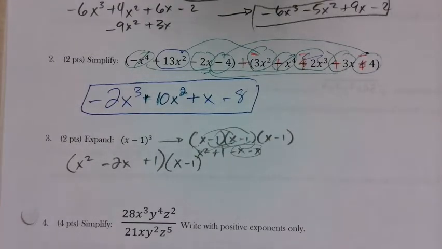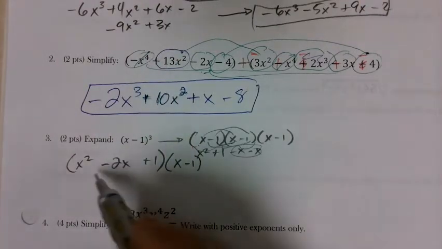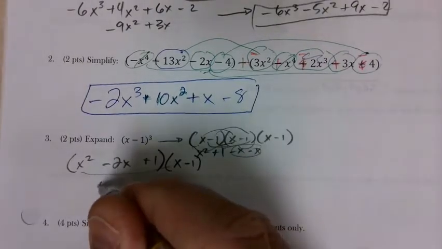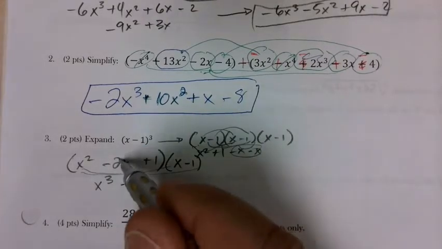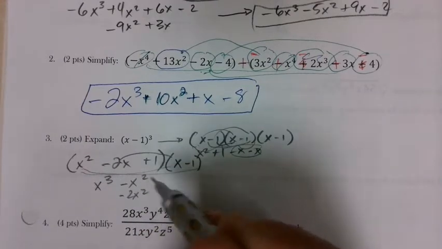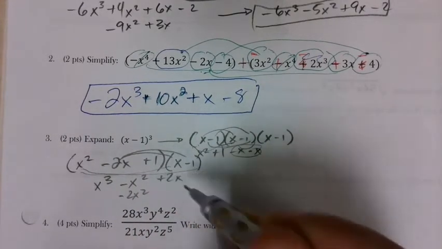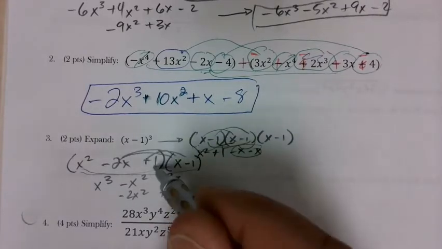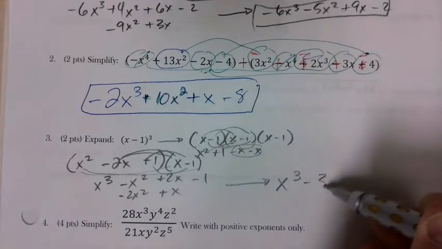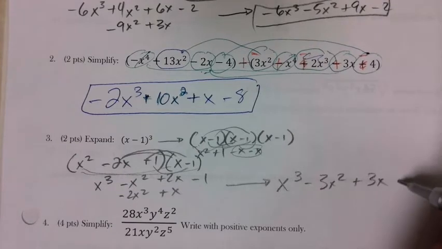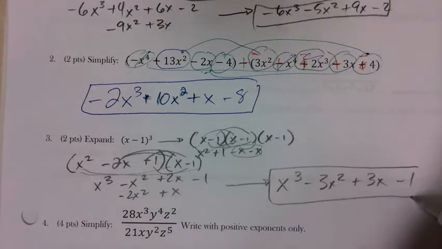Okay? So this is something I kind of tucked up in the corner because I knew I was going to be combining some like terms there. And I wanted to have lots of room to look at this because this is much like that first problem I did up there. So x squared times x there, that's x cubed. X squared times negative 1, that's negative x squared. Negative 2x times x, that's negative 2x squared. Negative 2x times negative 1, that's positive 2x. 1 times x, that's positive x. And 1 times negative 1 is negative 1. Put all my like terms together, and I get x cubed minus 3x squared plus 3x minus 1. And there is my final answer.